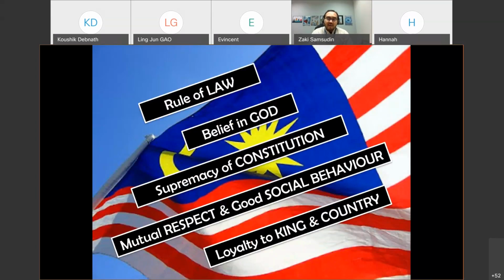They are placed according to an order. Pillar number 1, pillar number 2, until pillar number 5. Which one do you think is number 1? Which one is number 2, 3, 4, and 5? It's not arranged according to the correct order. What is the correct order? What is number 1? Believe in God. Anything else? Yes, the answer is number 1 is belief in God.